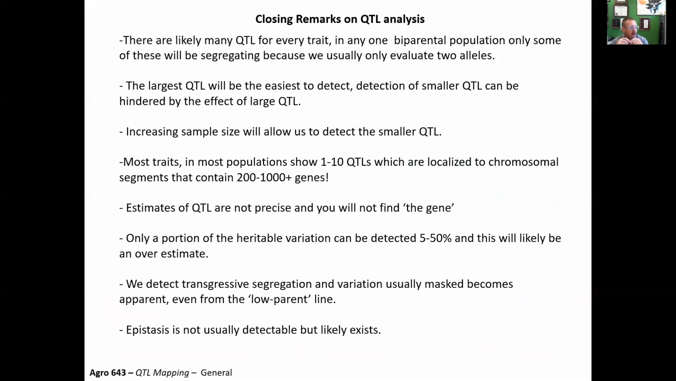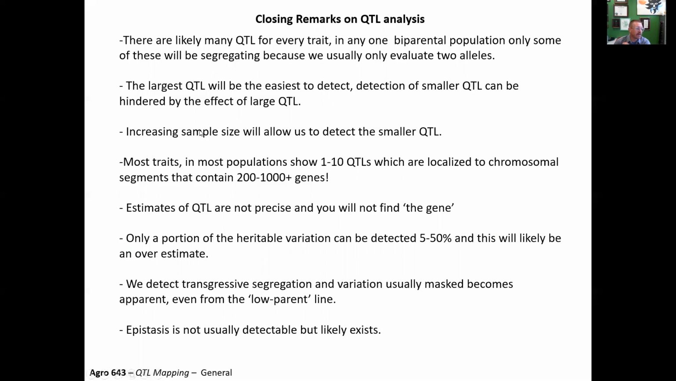Okay, so just some closing remarks. There's going to be lots of QTL for every trait. And in any one biparental population, only some of those are going to segregate. So that's one of the reasons that markers do not work from population to population in linkage mapping. The largest QTL will be the easiest one to find. It's also probably the one you really care about. Now you can detect a lot of smaller QTL if you increase sample size, but you may not have the ability to do anything with a marker, with a molecular tool to actually select it.